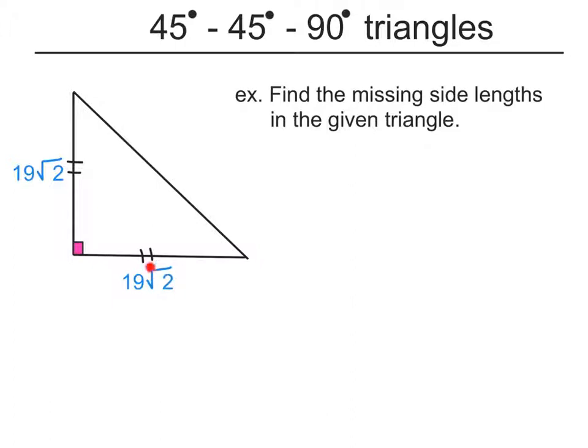So that means when I'm going from a small side to the bigger side, I need to multiply. Multiply by what? Multiply by root 2. Okay, so look at the math. 19 root 2 times root 2. Well, here's the 19. The square root of 2 times the square root of 2 is 2. So 19 times 2 gets me 38. That means the length of my hypotenuse is now 38.